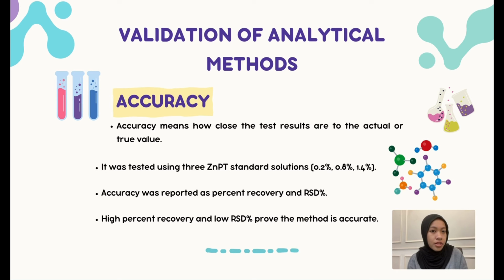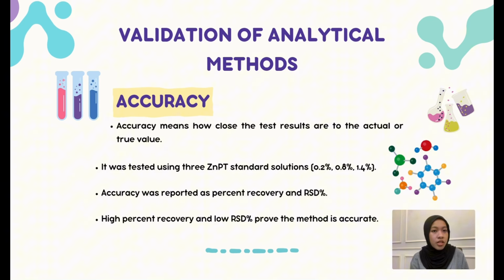Next, accuracy shows how close the test result is to the true or actual value. It was tested using the same 3 standard solutions, which are 0.2%, 0.8% and 1.4% of zinc PT. Accuracy was expressed as percent recovery, which shows how much of the known amount was recovered during the analysis.